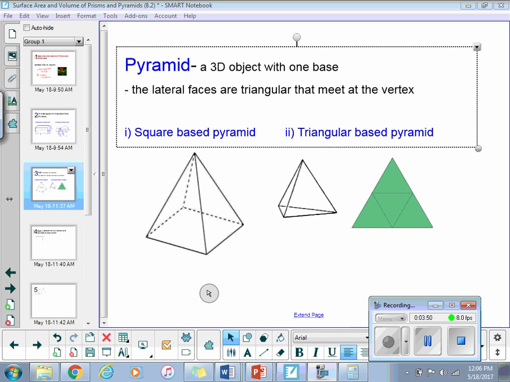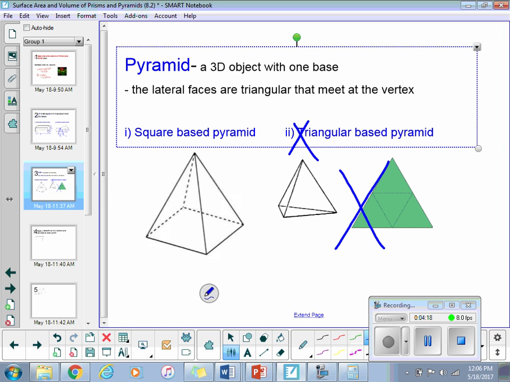Looking at different shapes now, pyramids. So pyramids are three-dimensional objects or shapes that have one base, not two, but all the faces of that base are going to meet at one point, the vertex. So we're going to look at one example, actually. We're only going to look at the square-based pyramids. You can actually omit your triangular-based pyramids. We're going to eliminate these shapes, and you don't have to worry about those.